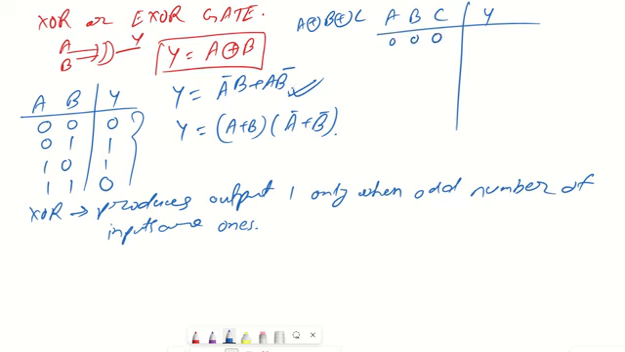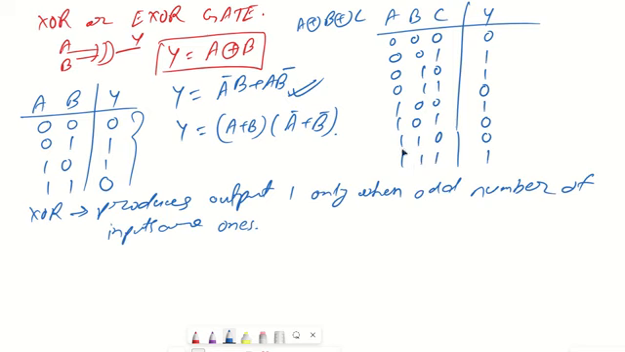So we have 000, 001, 010, 011, then we have 100, 101, 110, 111. I told you that when the number of inputs that are 1 is odd, the output will be 1. Just keep that in mind and you can quickly write it down. So here it is going to be 0, then 1, 1, then 0, then 1, 0, 0, 1. Understood? Wherever odd number of ones are there, I am going to get my output as 1.